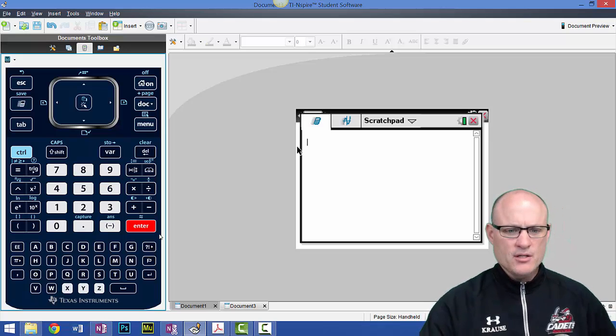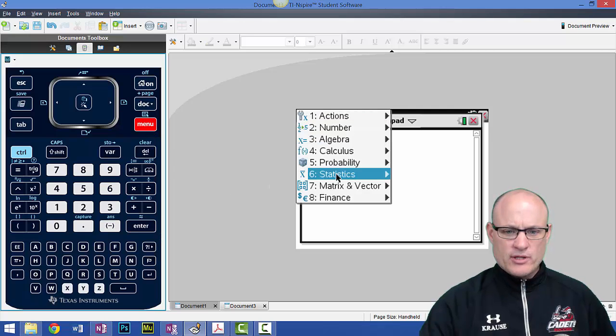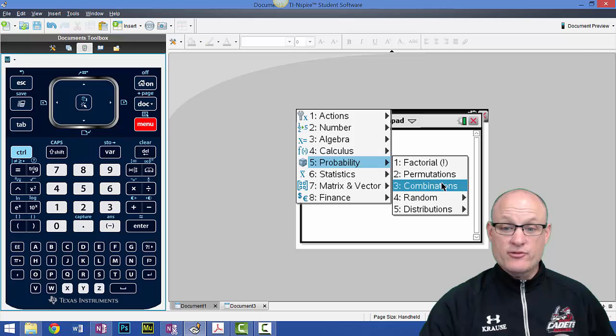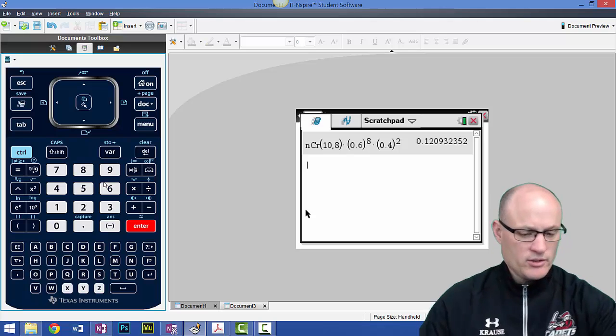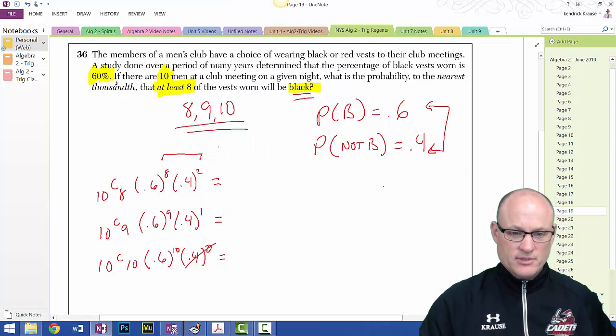So, probability, menu. We've got to go into probability, and we're going into combinations. And we want to do 10, 8, of 0.6 to the 8th power, and then 0.4, in this case, squared. And we hit enter, 0.12093. I'm going to write that down over here someplace, 0.12093.